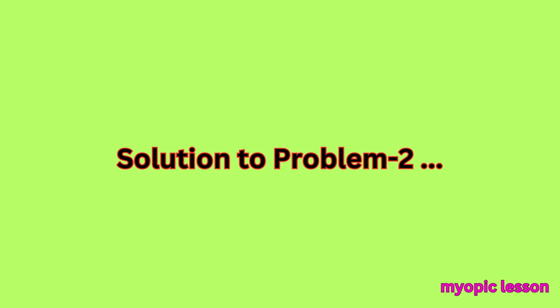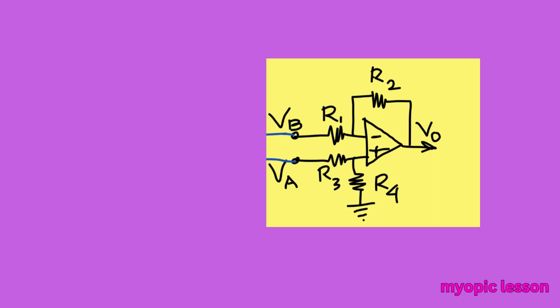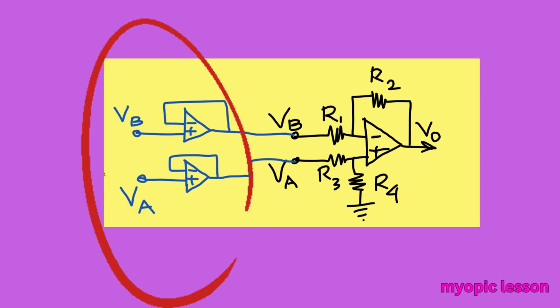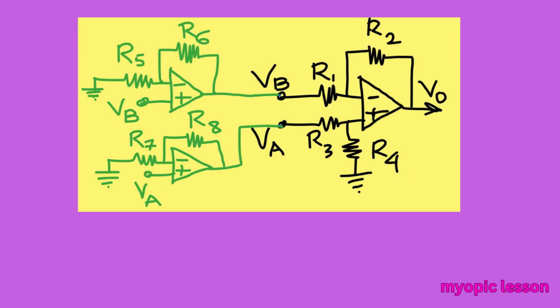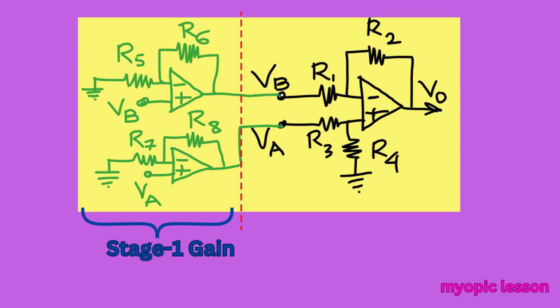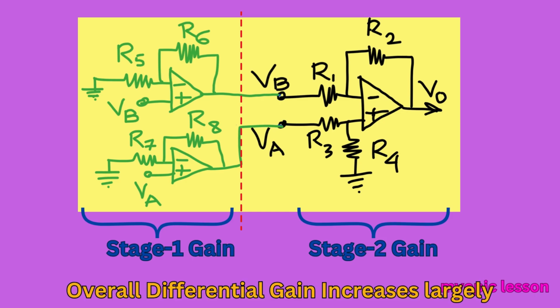This problem of reduced input resistance can obviously be eliminated by connecting two buffer amplifiers at the two input stages, when input resistance is greatly enhanced. But the gain is not enhanced in this arrangement. The enhancement of gain is possible by connecting two more pairs of resistors, namely R5, R6 and R7, R8. These resistors impart the gain in the first stage. The second stage gain is as usual with the resistors of the differential amplifier.